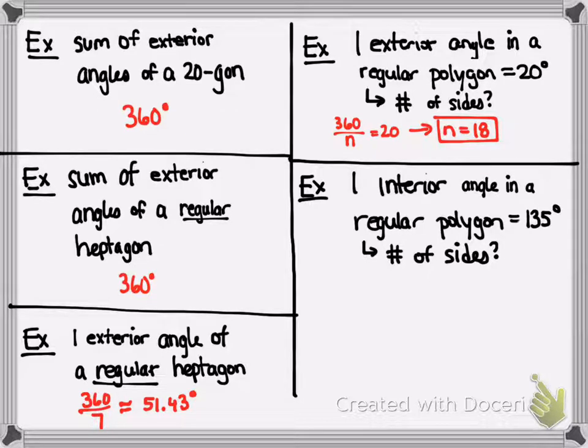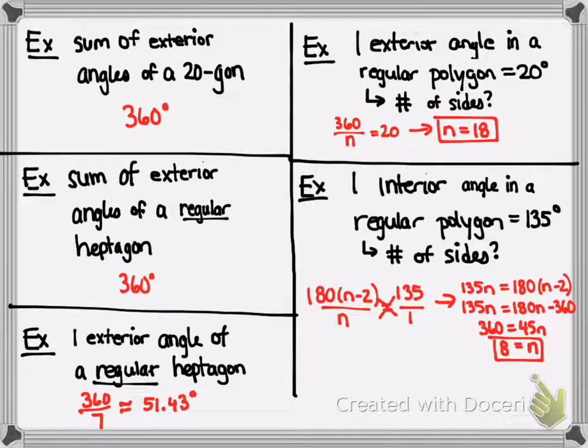The last example is a little complex, and be careful. It's giving you one interior angle in a regular polygon. So why do I have this with the exterior angle examples? Well, let's take a look. If I know one interior angle in a regular polygon, I can go back to the interior angle formulas, and I can set that equal to 180 times n minus 2, the sum of the interior angles, divided by n, the number of sides, and that would be equal to 135. Then I can cross multiply, do some maneuvering and solving, and get n equals 8.